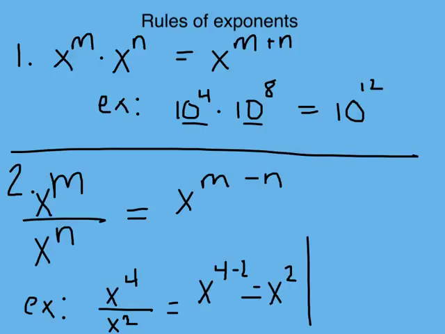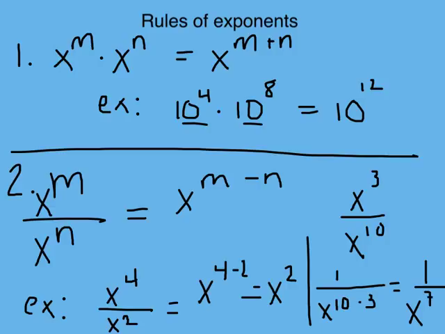Now if you have the powers bigger on the bottom, so let's say I have x to the 3rd over x to the 10th. What you will want to do is you'll want to bring the power on the bottom there, 10 minus 3, which would give you 1 over x to the 7th. So depending on if the numerator or the denominator's power is bigger, that's where you would want to bring the whole expression.